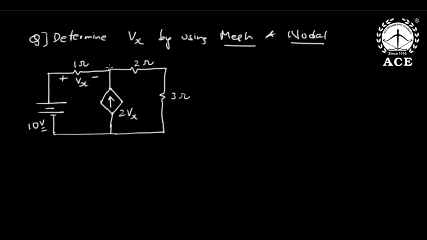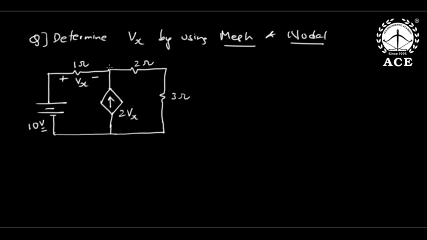Now here the extra thing I took is a dependent source. It is a voltage dependent current source, so take it as a current source. Determine voltage Vx by using mesh and nodal analysis. Here voltage Vx is a dependent parameter which will affect the property of the dependent source.